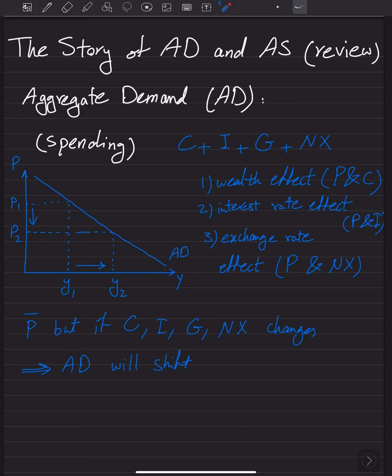now let's look at the long run aggregates.